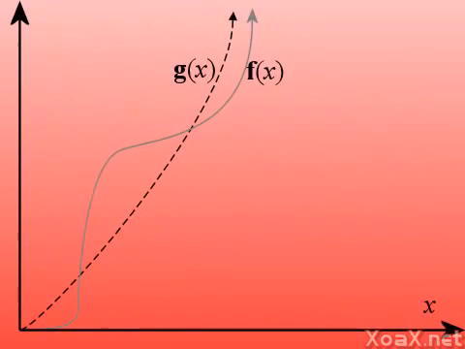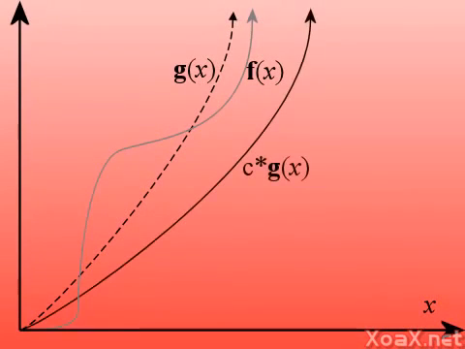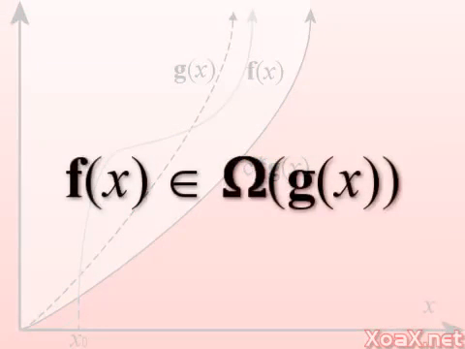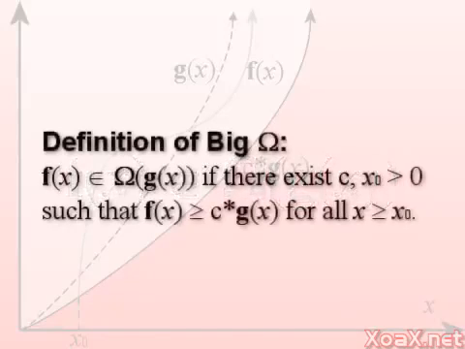On the other hand, we could bound the function f of x from below, like this. If such a constant exists such that c times g of x bounds f of x below from some point onward, then we say that f of x is in big omega of g of x. Formally, f of x is in big omega of g of x if there exist positive constants c and x0 such that f of x is greater than or equal to c times g of x for all x greater than or equal to x0.